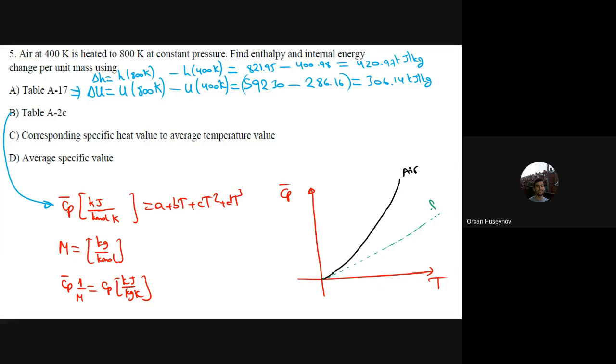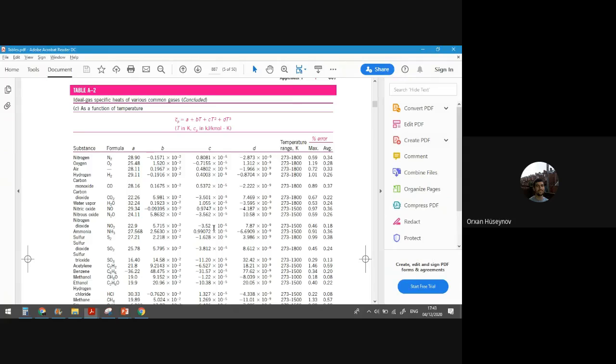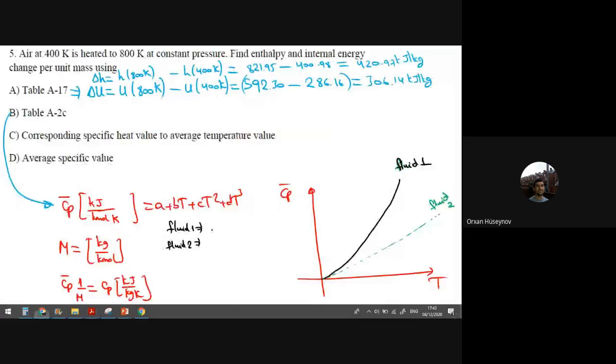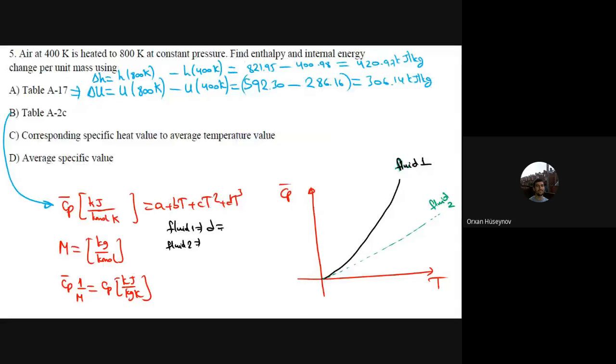Okay, this is fluid 2. And instead of air, let me write it as fluid 1, because it's not fluid 2. It will be fluid 1. Okay. Now the question is for fluid 1 and fluid 2. For fluid 1, what is the value of D? Can you tell me? For fluid 1, what is the value of D?